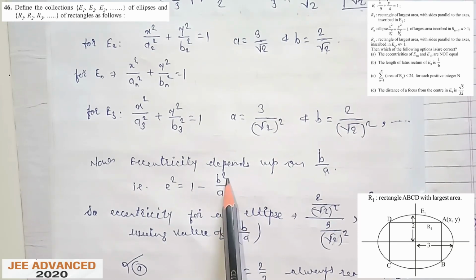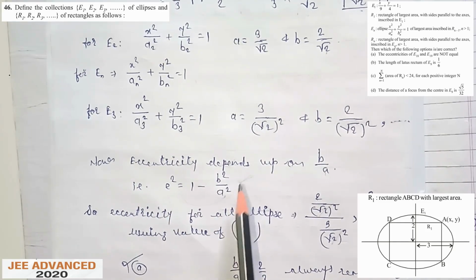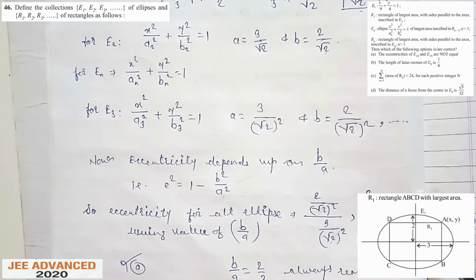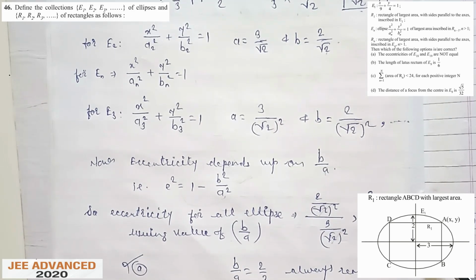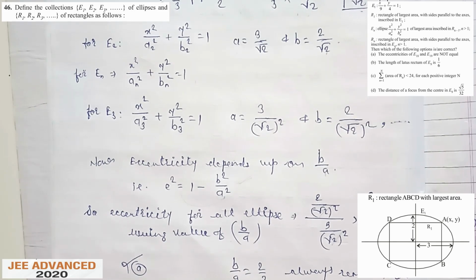That means b square by a square is 4 by 9. So the value of eccentricity for every ellipse remains the same everywhere, because the denominator gets cancelled at every division. The eccentricity for all ellipses depends only on b by a, so b by a remains the same everywhere. So b by a is 2 by 3, and it always remains the same here. So our first option, which says that E19 and E18 have different eccentricity, is never possible. They are always equal.